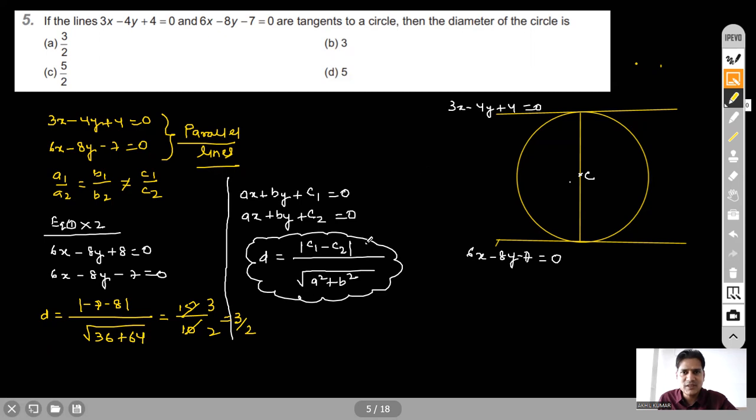Why? Because for these two parallel tangents, if the points of contact are joined, the line will pass through the center and it will be a diameter. Hence, the length of the diameter will be 3 by 2. So option A is correct for this.